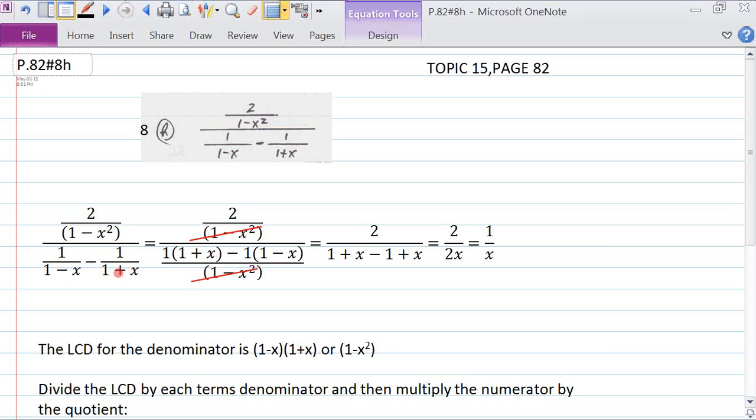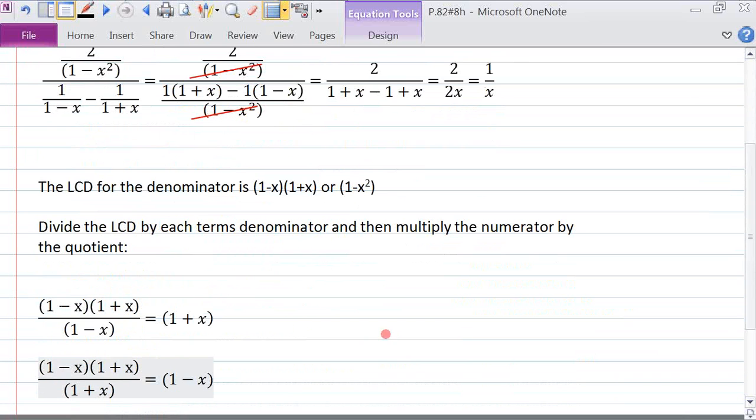Now, here, for the denominator, I need a lowest common denominator, and I multiply this times this, or 1 minus x squared. So now, I have to divide the LCD by each term's denominator, and then multiply the numerator by the quotient. So in this particular case, my LCD is 1 minus x times 1 plus x. I'm going to take that and divide it by this term's denominator, which is 1 minus x. Leaves me with a quotient of 1 plus x, which I'm going to multiply 1 times 1 plus x. I take the second term here, take the LCD, divide by the second term, I get that. The quotient is this. I multiply this by 1 minus x.